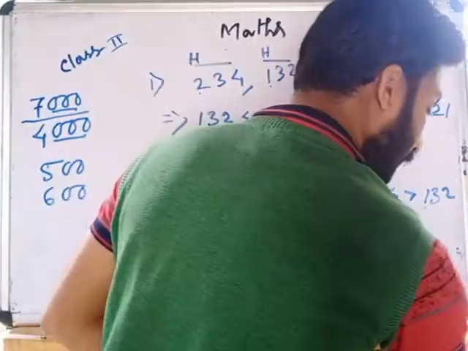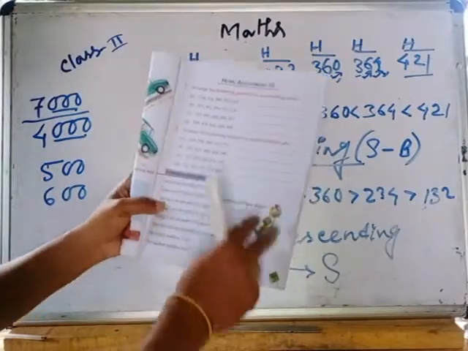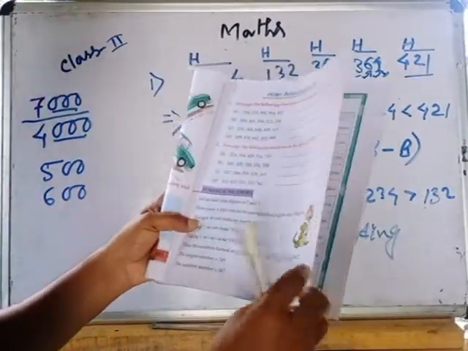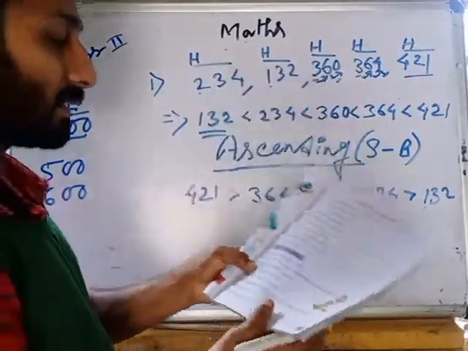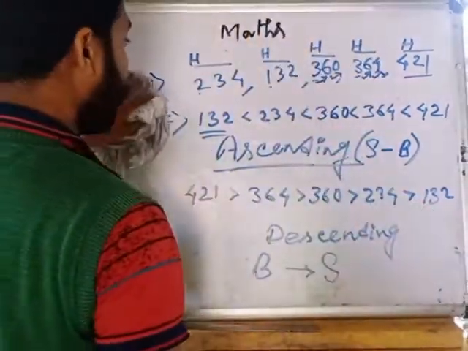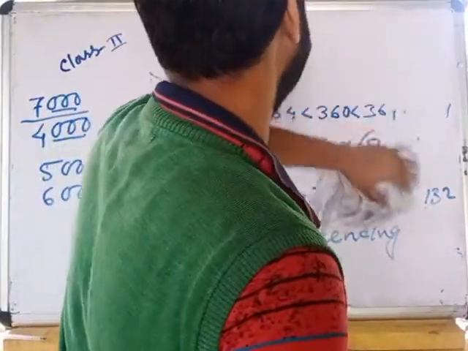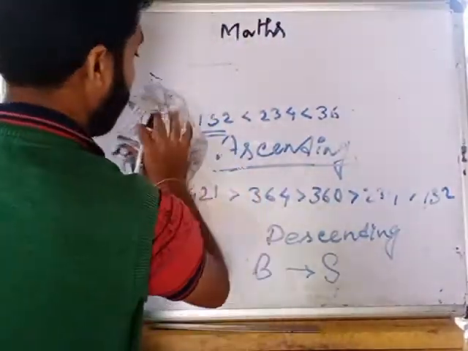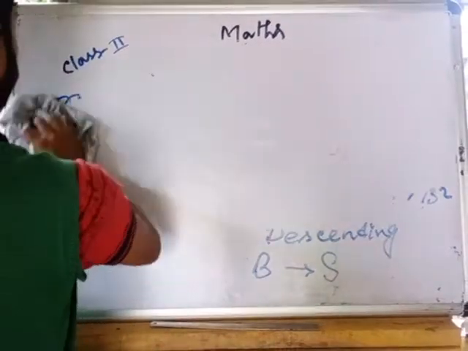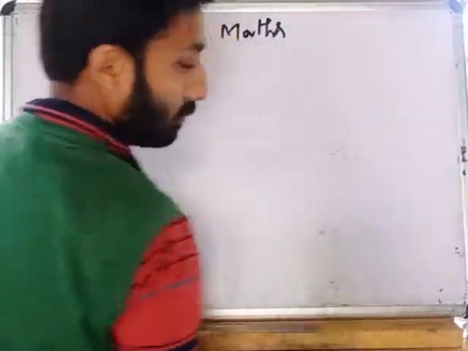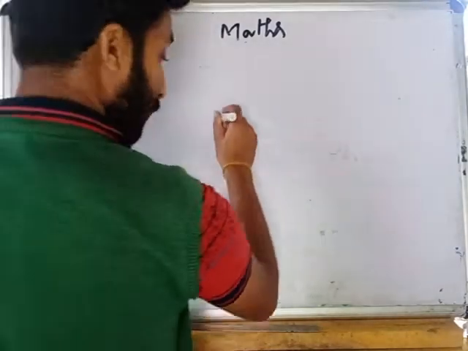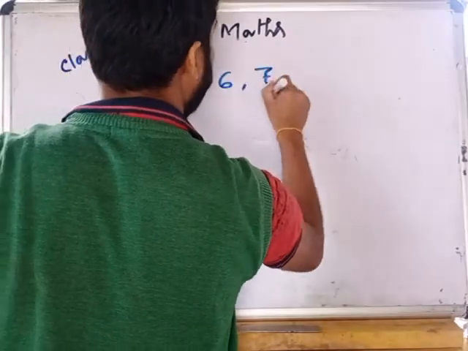Okay, so your homework, home assignment 5F 1, 2, 3, number forming 6, 7 and 5. You should form the number with the digits which are mentioned. Suppose it is 6, 7 and 5.